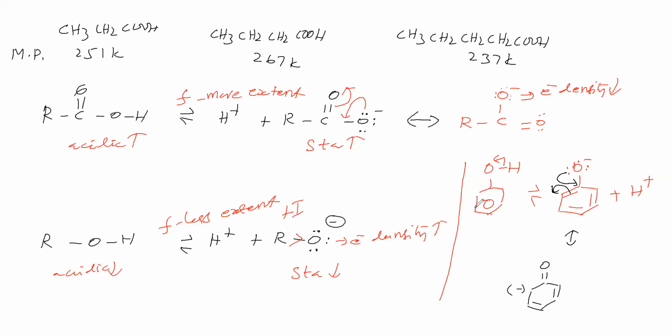Now carboxylic acid and phenol. Which is more acidic? We want to discuss. Carboxylic acid gives H plus and the carboxylate anion undergoes resonance. Phenol gives H plus and becomes phenoxide. Phenoxide undergoes resonance. Now, these carboxylate resonance structures are equivalent. This phenoxide's resonance structures are non-equivalent.